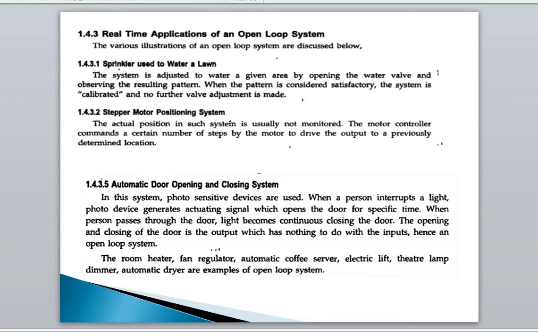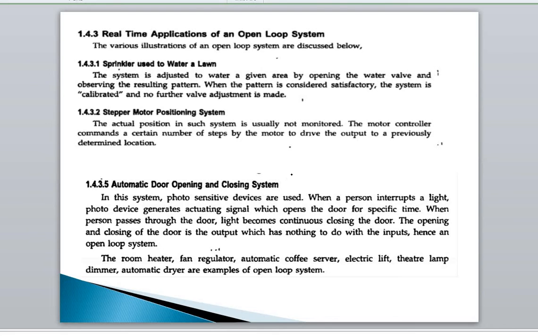Similarly, in a stepper motor positioning system, the actual position is usually not monitored. The motor controller commands a certain number of steps by the motor to drive the output to a previously determined location. In the sprinkler used to water the lawn, the output is the sprinkling of water. There is no device to measure that and give feedback to the valve. Initially it is calibrated, and that calibration is used to sprinkle the lawn.